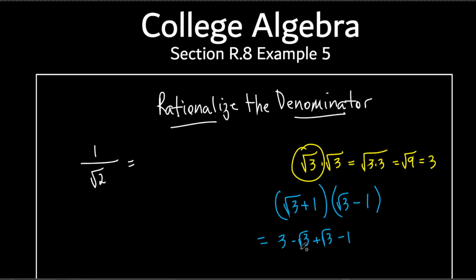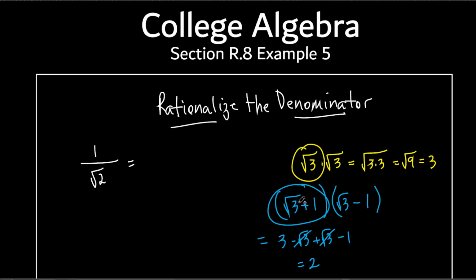Look what happens here, though. You actually get rid of these square roots, because negative square root of 3 plus square root of 3, that cancels out, or it adds up to 0. And then 3 minus 1 is just 2, and that's your answer. So look what we did. We started off with this, and the whole idea was to try to get rid of that square root.